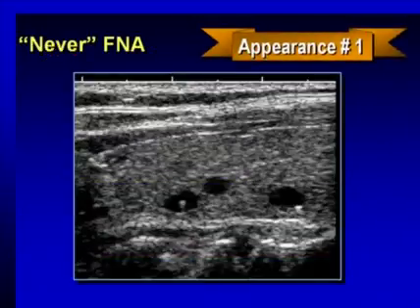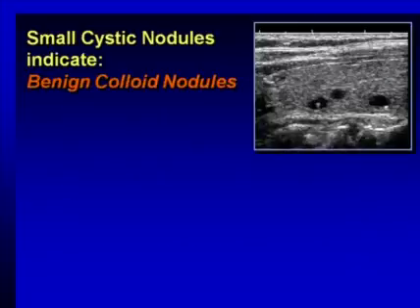So we've looked at several types of appearances that would suggest that a nodule is malignant, and they should go on to have fine needle aspiration. There are also appearances that suggest that the nodule is benign and that they don't need fine needle aspiration, such as this patient who has multiple small, predominantly cystic, non-palpable nodules in the thyroid. These indicate benign colloid nodules.